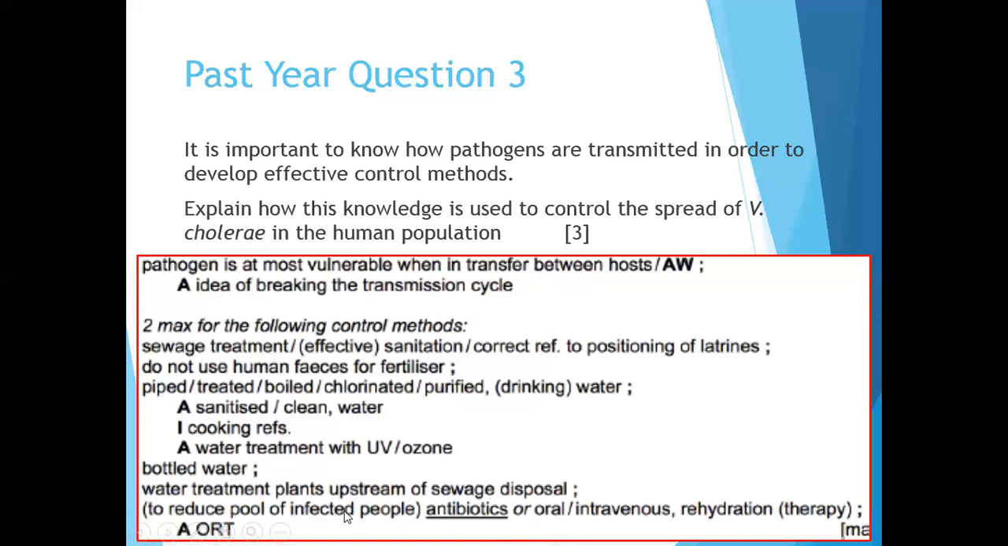To reduce the number of infected people, use antibiotics. Actually, I don't accept oral or intravenous rehydration therapy, because this therapy only makes the person feel well. It may not actually kill the bacteria. So I will still accept antibiotics as a better answer. I will not accept oral and intravenous rehydration therapy because it doesn't kill the bacteria. So that is how to stop the transmission cycle, right?